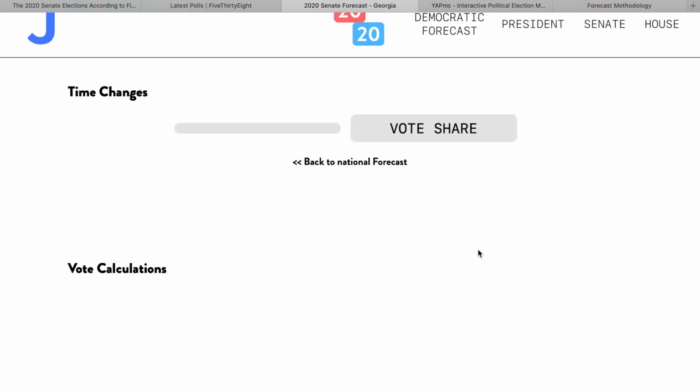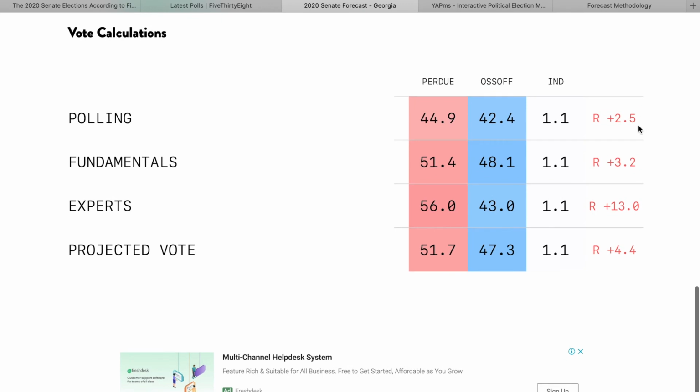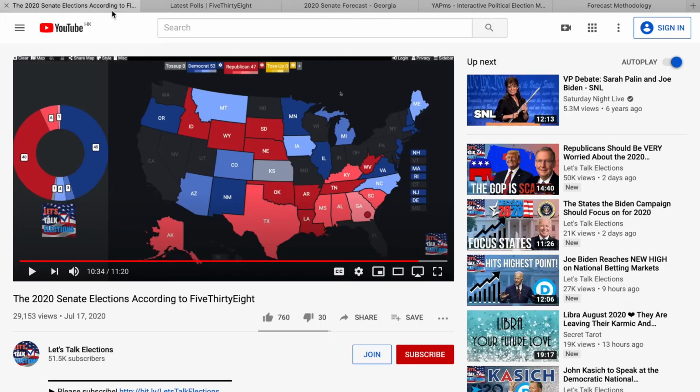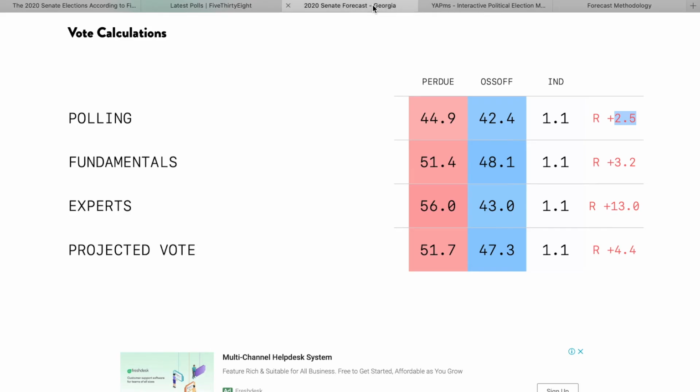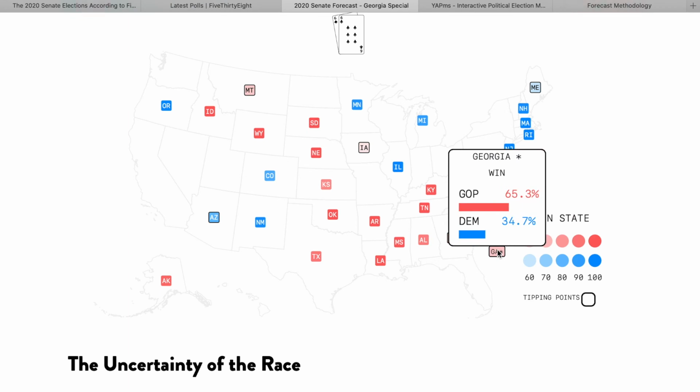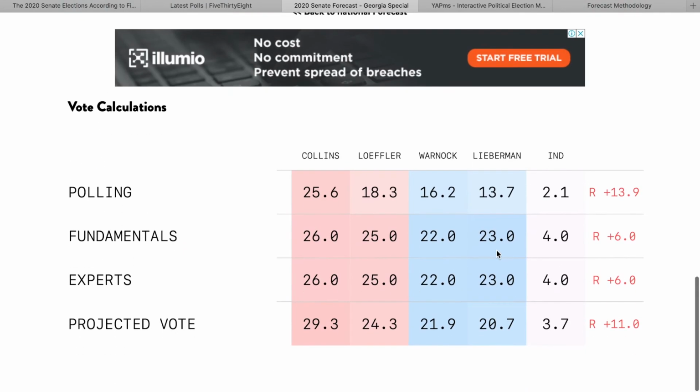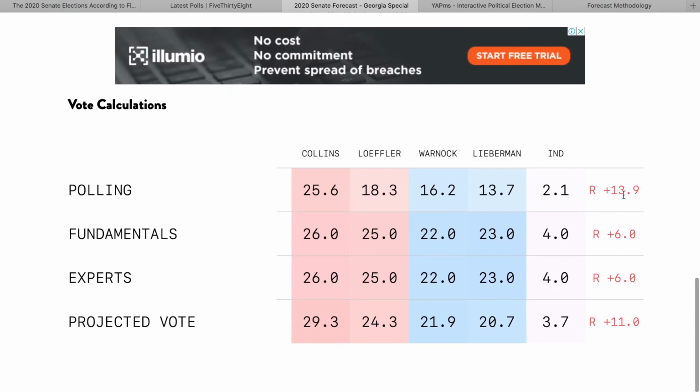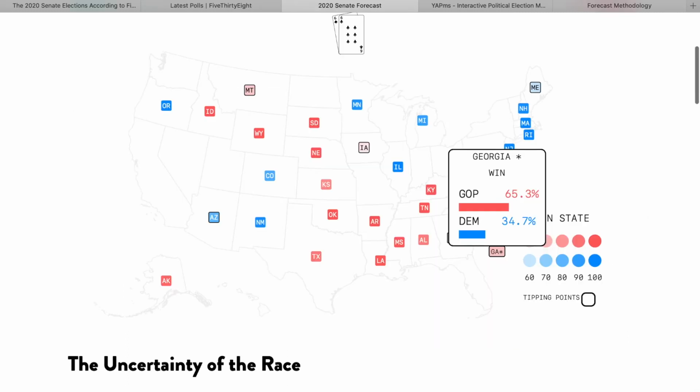And Georgia. Georgia is actually a fairly comfortable Perdue win. Instead of likely, LTE put it as lean red. Oh, he put it as lean red. Yeah, that's fair. It is lean red. Now let's look at Georgia special. According to the polls, the Republicans combined are leading the Democrats combined by 13.9 points. That's likely according to LTE's margins.